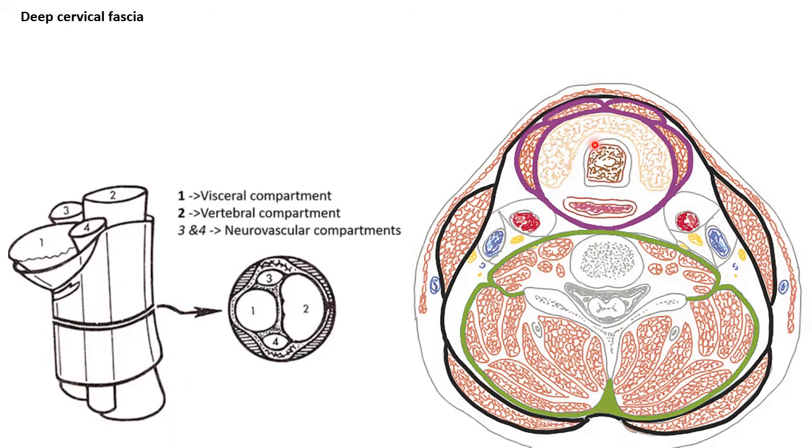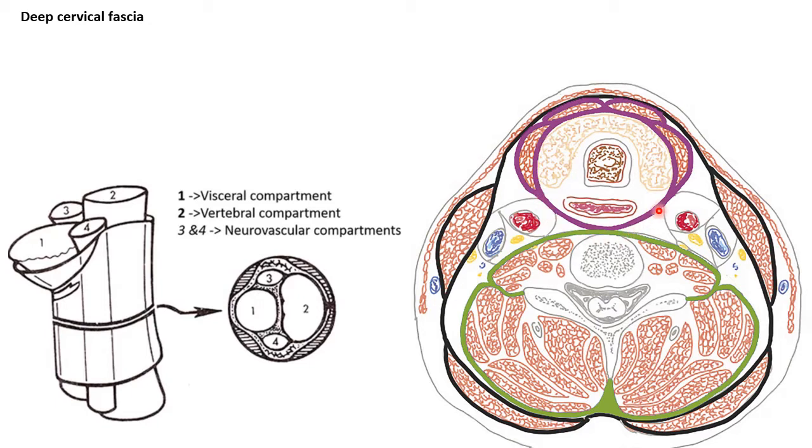From outside inward, there are three layers of the deep cervical fascia. The black one on the outside is the investing layer of the deep cervical fascia. Next to it is the pretracheal layer of the deep cervical fascia. So it is pretracheal fascia.